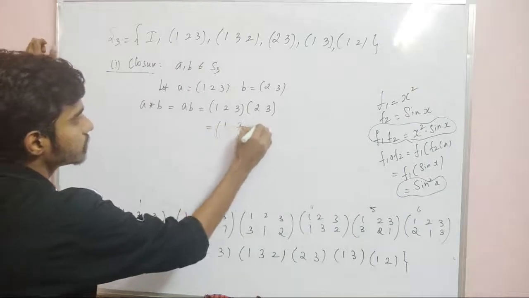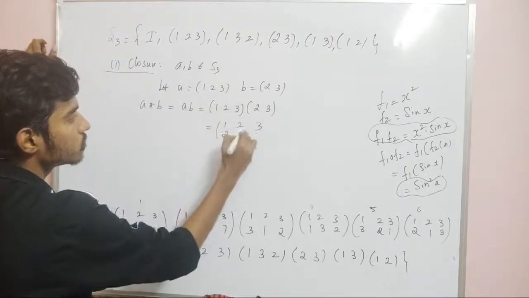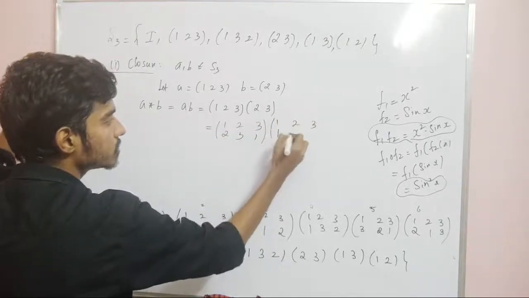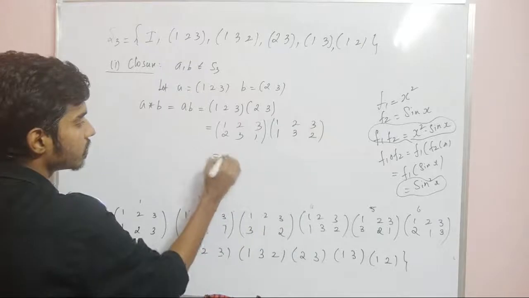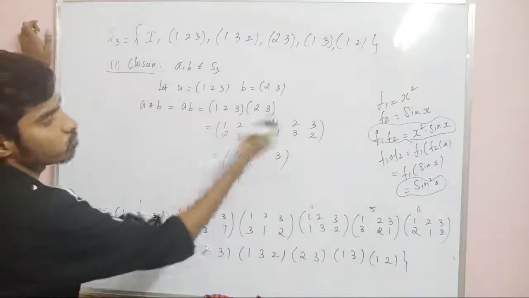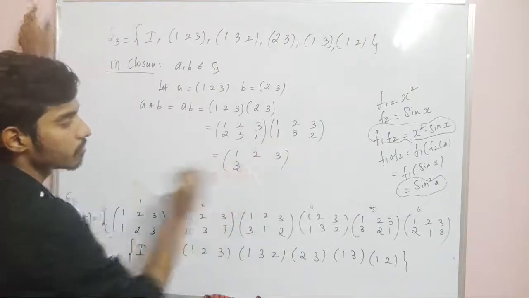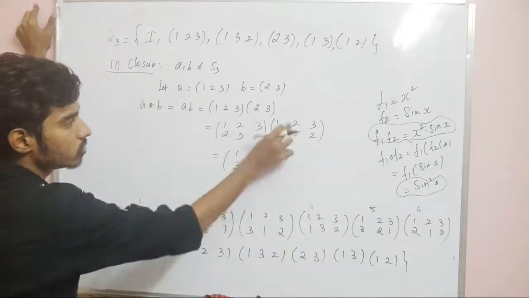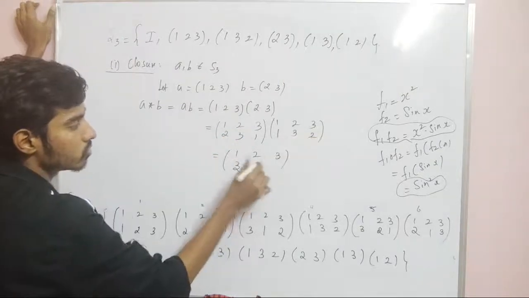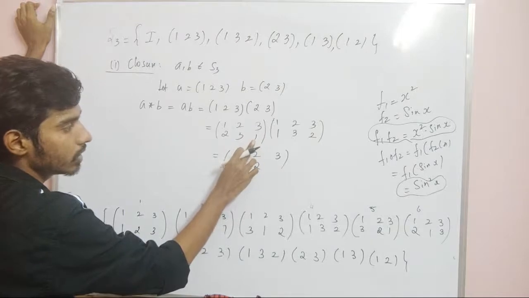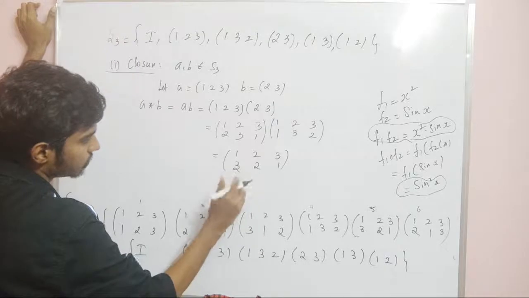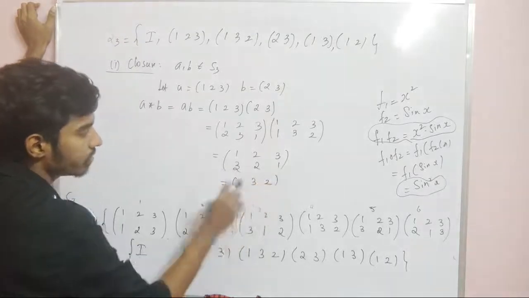So 1, 2, 3 means 1 goes to 2, 2 goes to 3, 3 goes to 1. And here 1, 2, 3 means 1 is fixed, 3 and 2 are interchanged. Now you just write, we can see 1 goes to 2, move to the second permutation, 2 goes to 3, right? 1 goes to 2, 2 goes to 3, 3 goes to 2, 3 goes to 1, here 1 goes to 1. So this is the same as 1, 3, 2, right? 1, 3, 2.